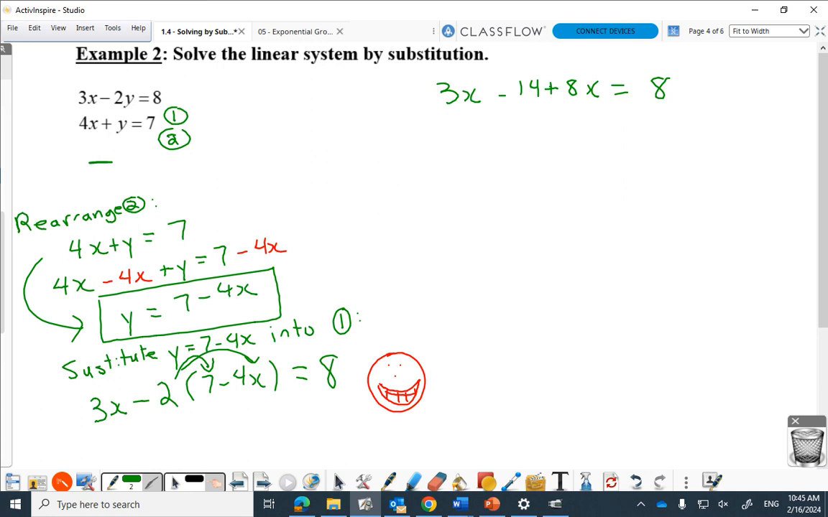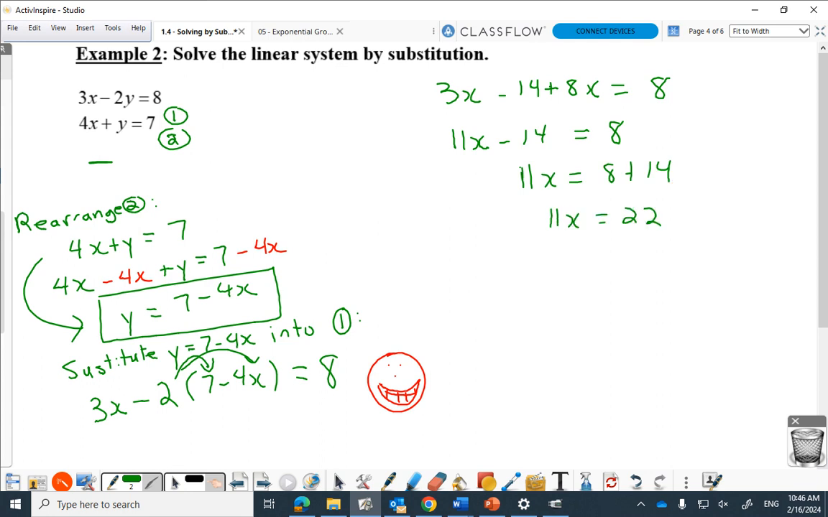What else can I do here? 3x and 8x, those are like terms. That's what Austin said. He said, oh, we're going to be collecting some like terms there. Life's getting better all the time. Every single line, you're like, this is getting better all the time. Now what? Add 14. Last step. And then divide by 11.